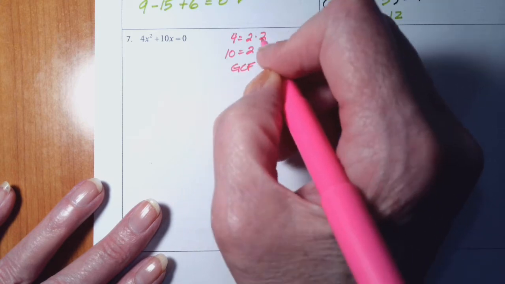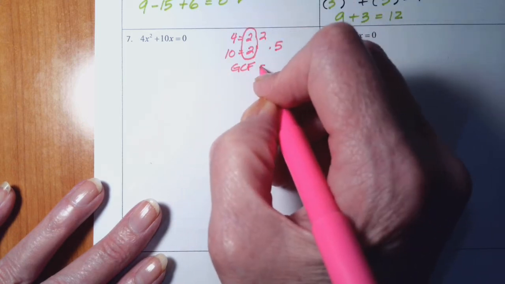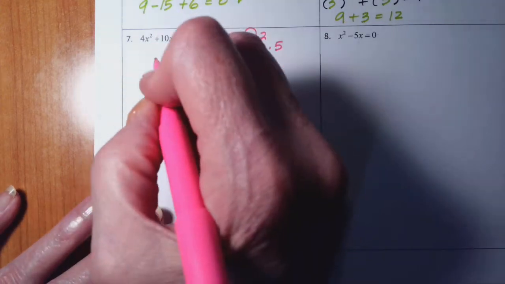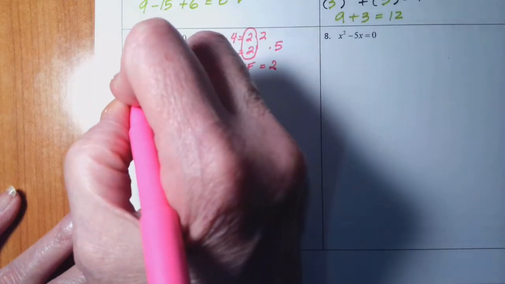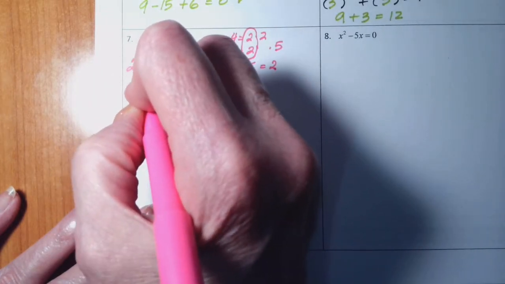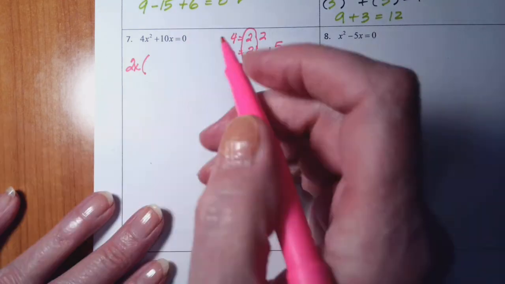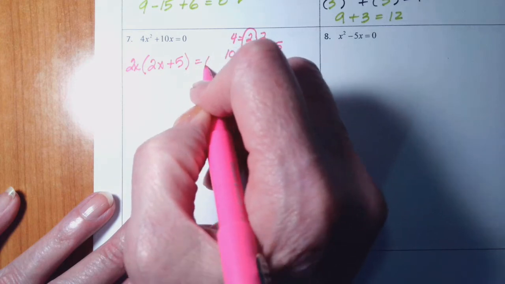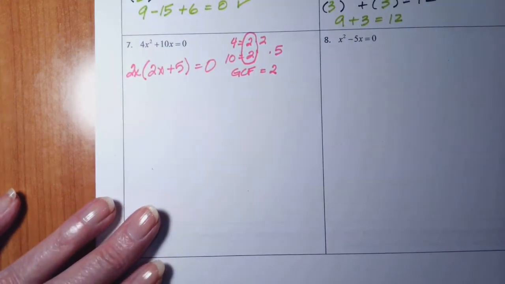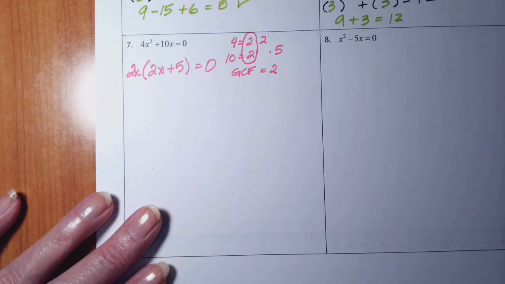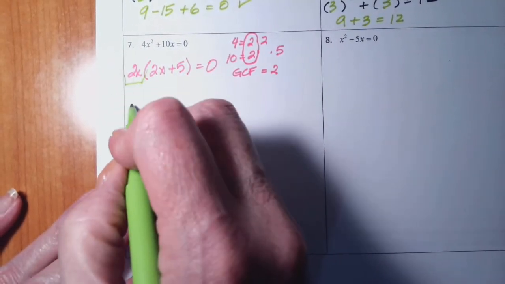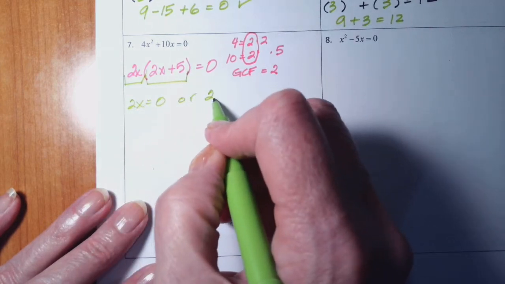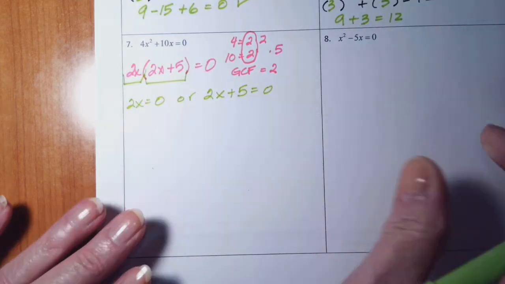So the GCF is what they have in common, is 2. And I also have an x. So this is going to be 2x. And when I divide by that, I get 2x plus 5 is equal to 0. So I have here that 2x is equal to 0, or 2x plus 5 is equal to 0.